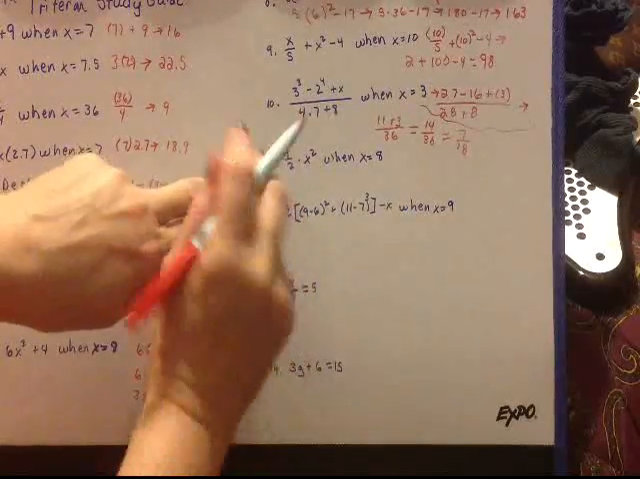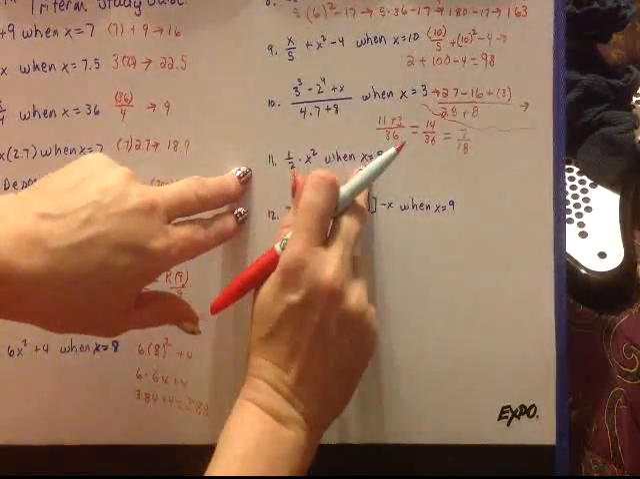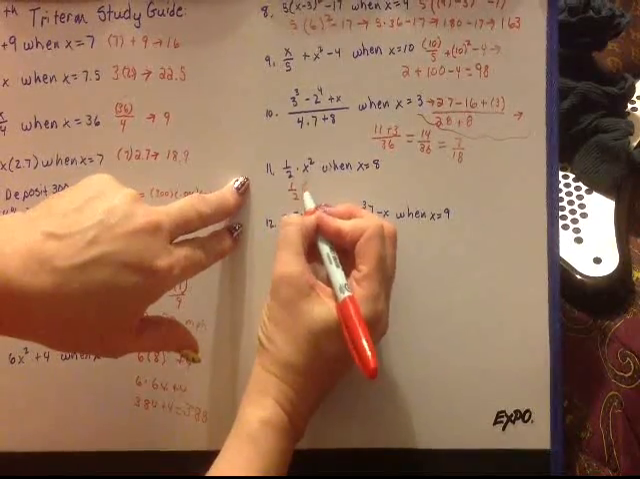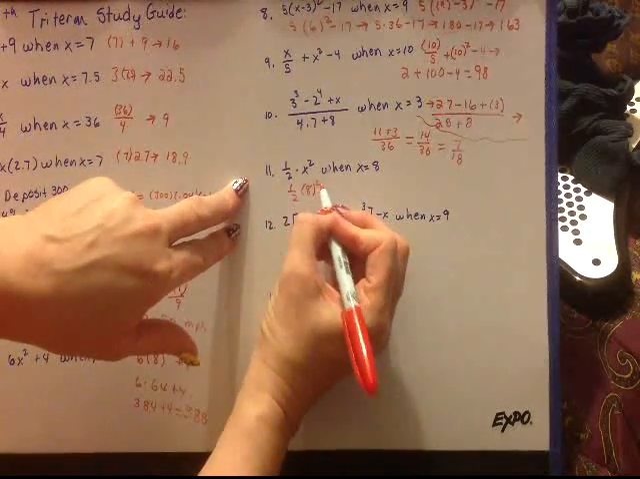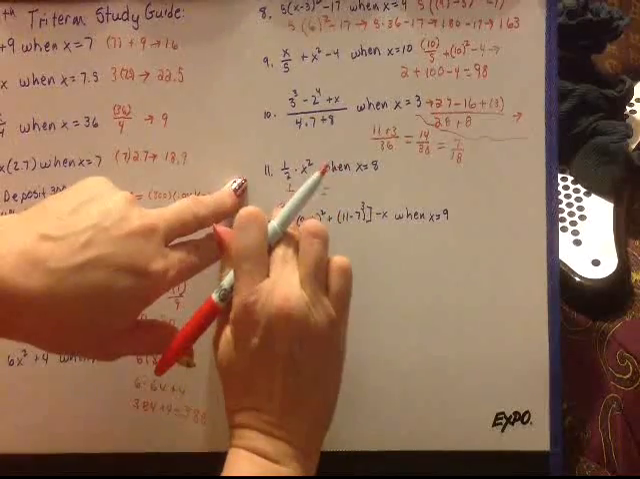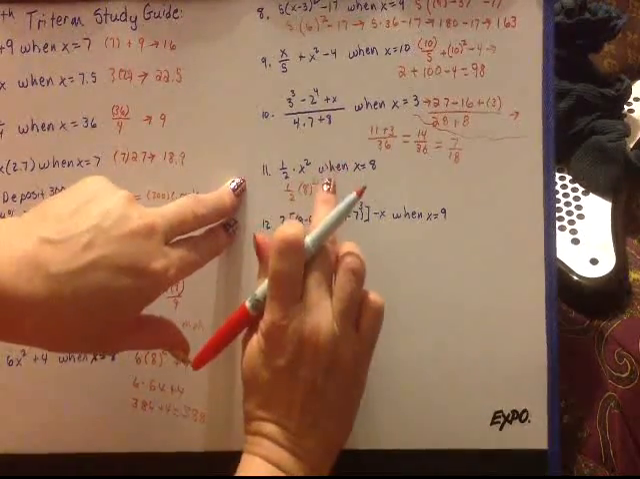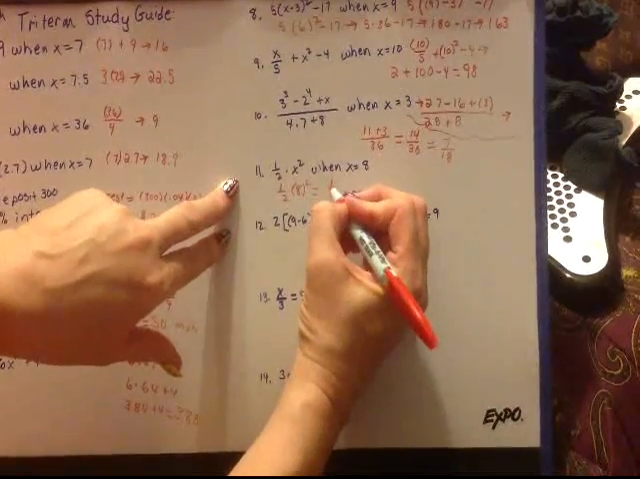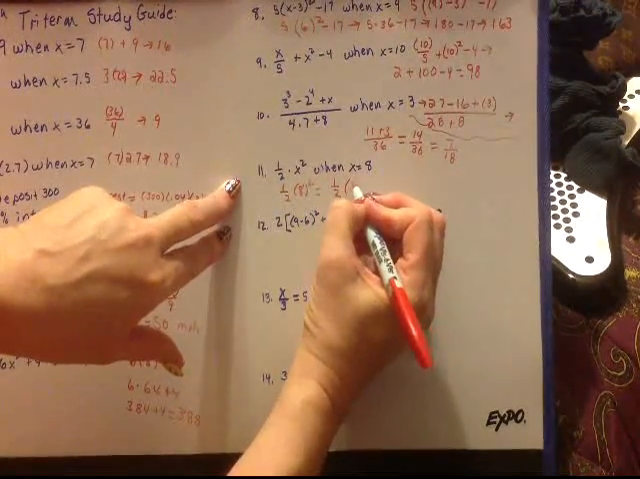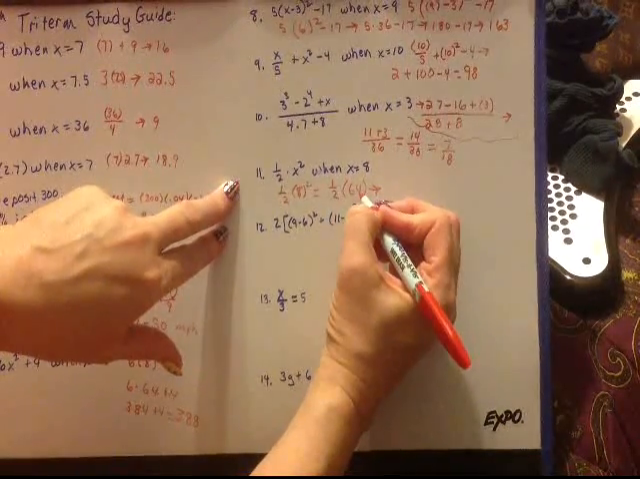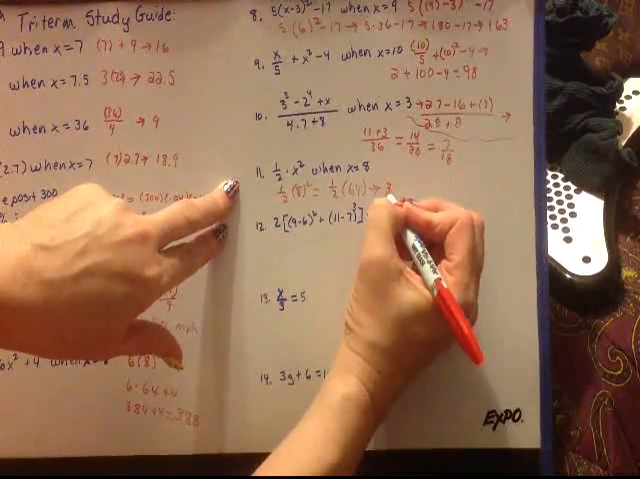Number 11, 1/2 times x squared when x equals 8. So 1/2 times 8 squared. You cannot take 1/2 of 8 first. Remember your order of operations. You must do your exponents first. So it's 1/2 times 64, which then is 1/2 of 64 is 32.